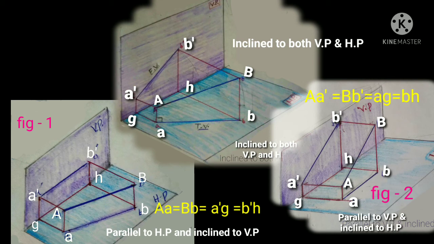But when the line is inclined to both planes, it is quite different. If we observe figure number 3, we will see that the projection lines will not be equal, so that capital A, capital B, and capital A dash, capital B dash are not at equal distance, because it is inclined to both planes.